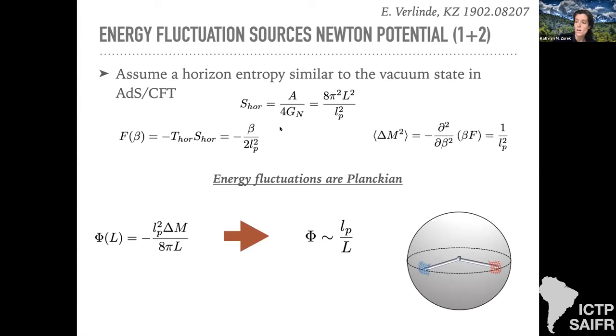So then you can compute a gravitational potential. I'm going to tell you what precisely this gravitational potential is on the next slide, which depends on these mass fluctuations. And this gravitational potential is tiny. So let me tell you about that gravitational potential.